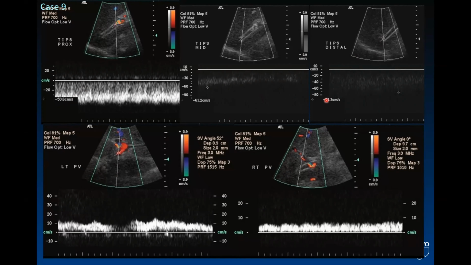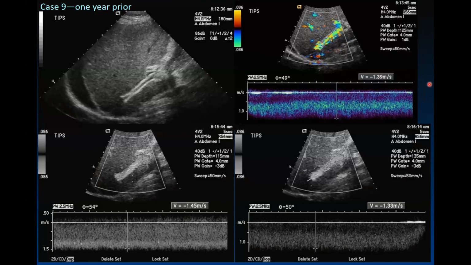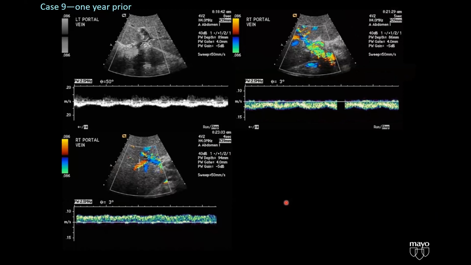And the answer is always remember to look at the previous study. In the previous study, the velocity was much higher, 140, 145, 133. So we don't need to wait in this case. This patient should go to the angio suite for a TIPSogram. And in fact, previously, the patient had hepatofugal flow in the left and right portal vein. So there was a change in the direction of flow. That's another nail in the coffin for this person to go and get an angiogram.